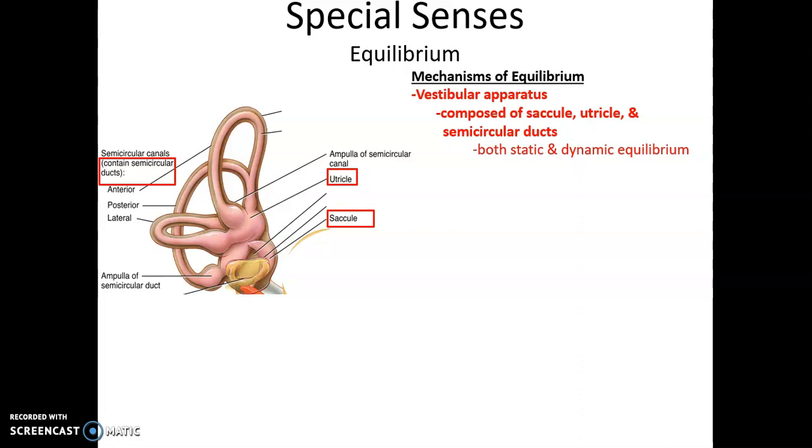So, equilibrium is another special sensation that we possess. You might not have been aware of that, but it turns out it exists and we have it. And the mechanisms for equilibrium are found in the internal ear, specifically in the structures of what's called the vestibular apparatus. And the vestibular apparatus is composed of the saccule, the utricle, and the semicircular ducts. And this is where we find the receptors for both static equilibrium and dynamic equilibrium.